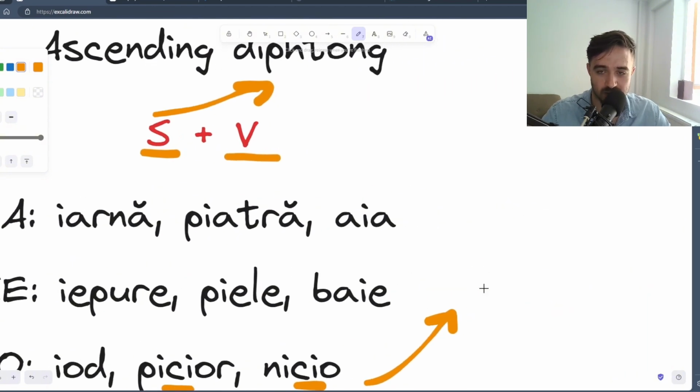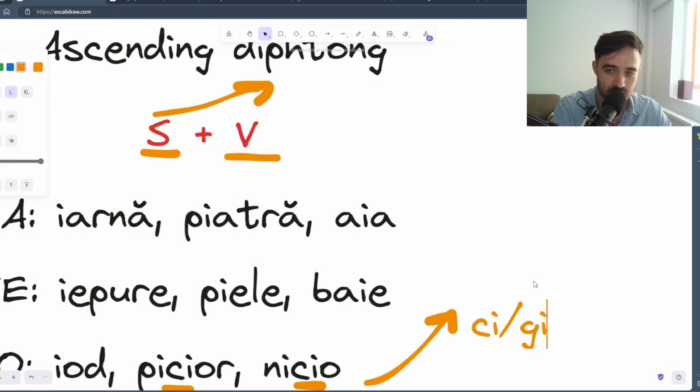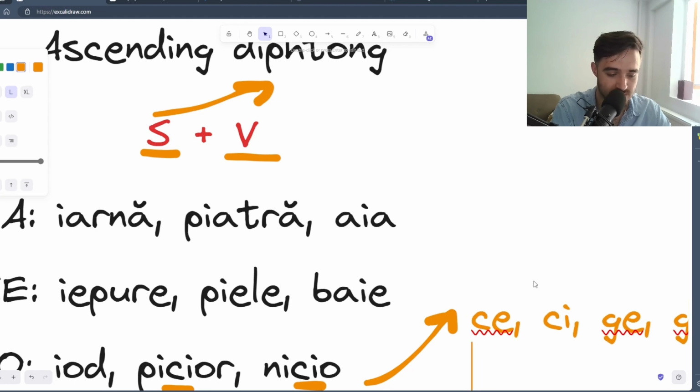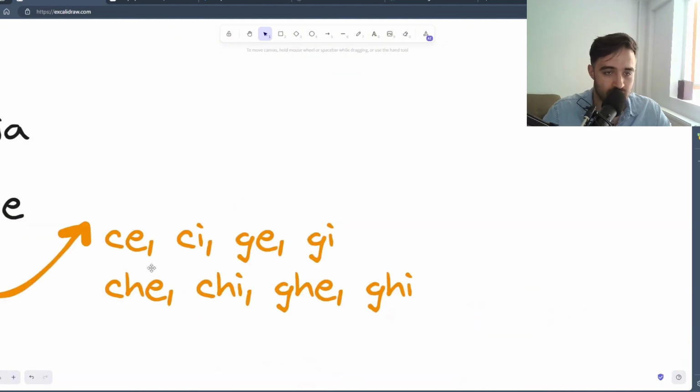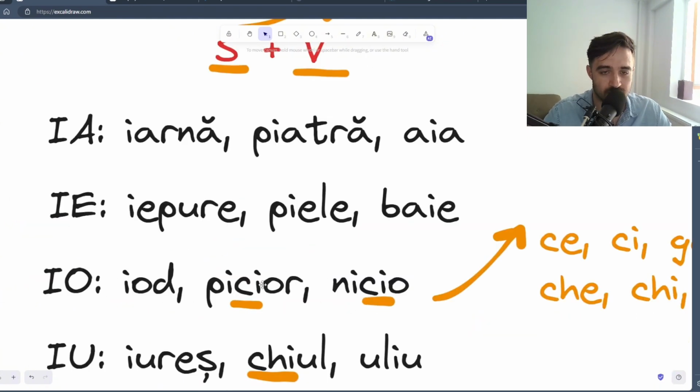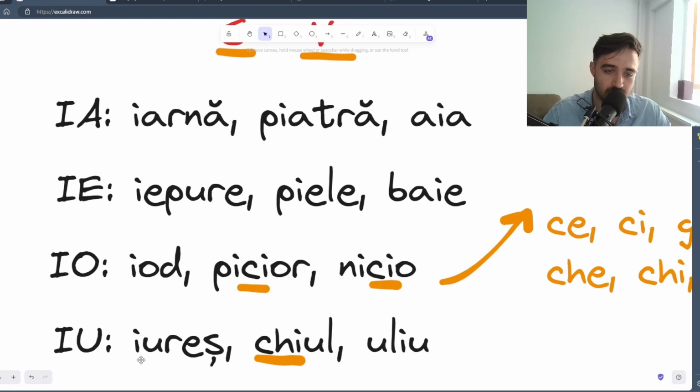You get these semivowels and vowels, this diphthong, with chi, g, j. You get this with ci, so ce. You get this diphthong mostly with ce, ci, ge, gi, che, chi, ghe, and ghi. And then it's similar here with u, where you get iureș, chiul, uliu.